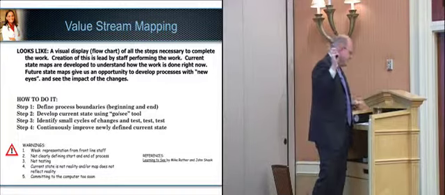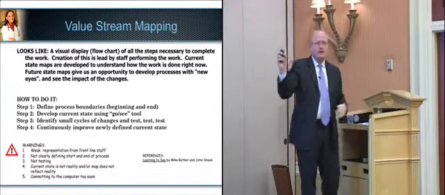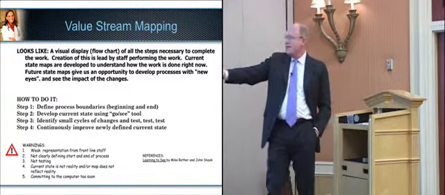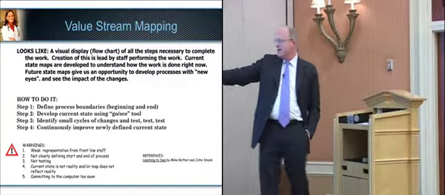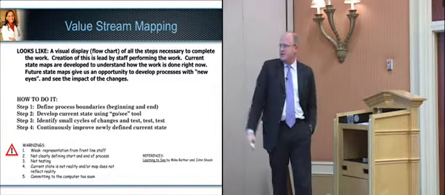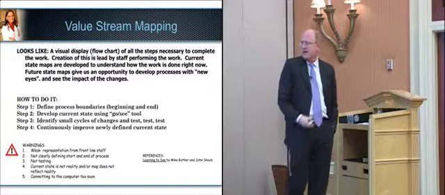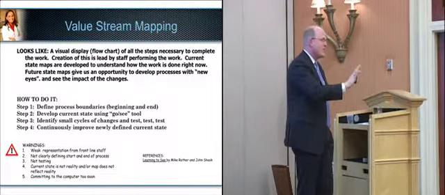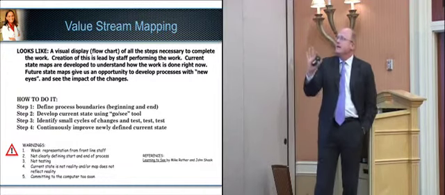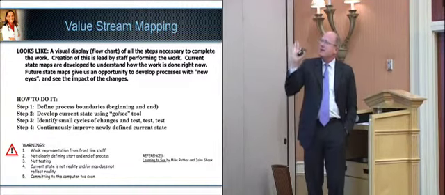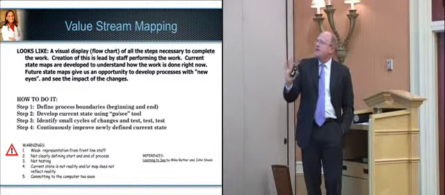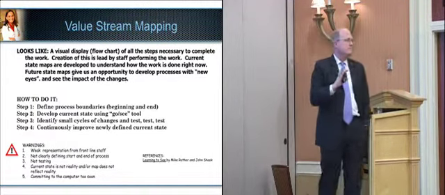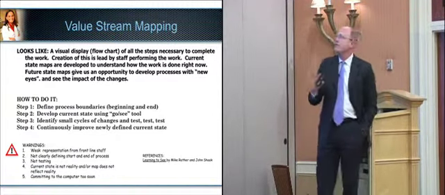This is one of the slides that's not in your handout, all right? So I'll highlight one reference here, Learning to See, by Mike Rother, R-O-T-H-E-R, and John Shook, S-H-O-O-K. It's about seeing where the waste is and seeing what processes look like, all right? A value stream map is a visual display of all the steps necessary to complete the work.